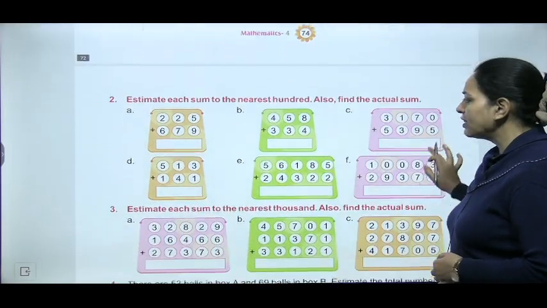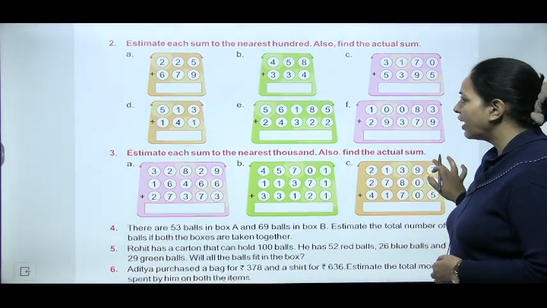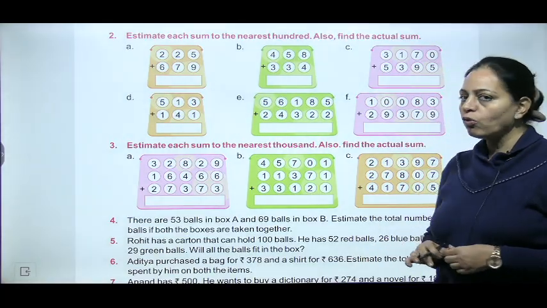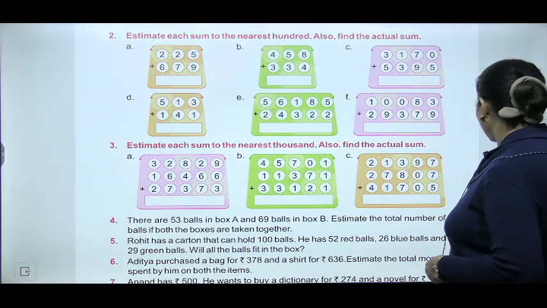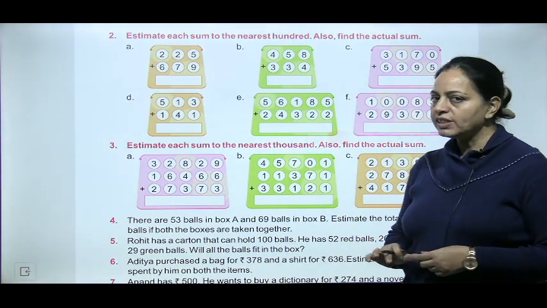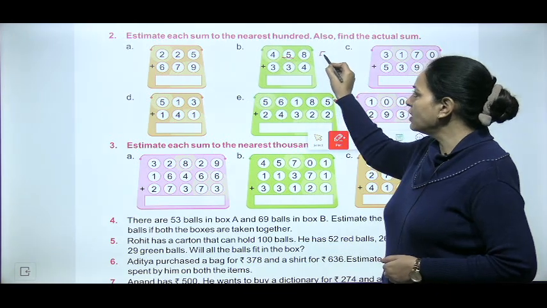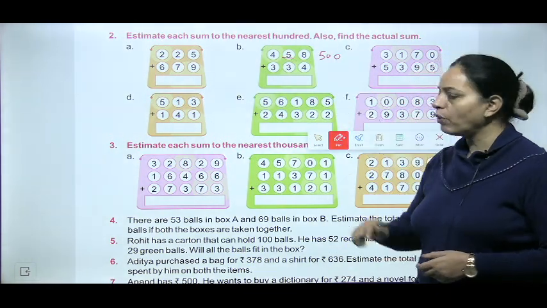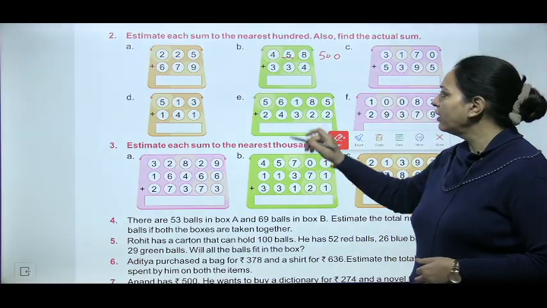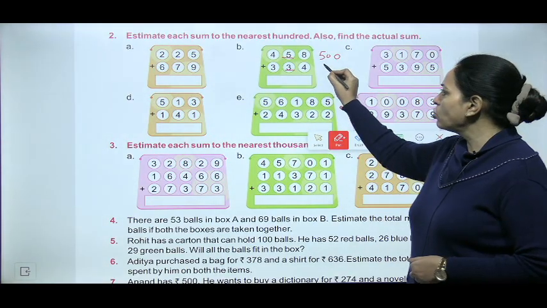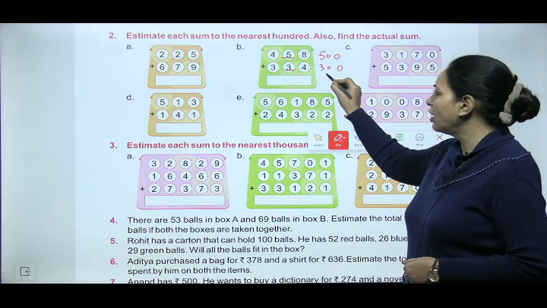Now the second, estimate each sum to the nearest 100. Also find the actual sum, like here B part 458 and 334. So you will see tens digit, this is 5. So we have to increase 100 digit by 1. This becomes 500. Now 334, this is 3. So there is no change in 100 digit. This is 300.